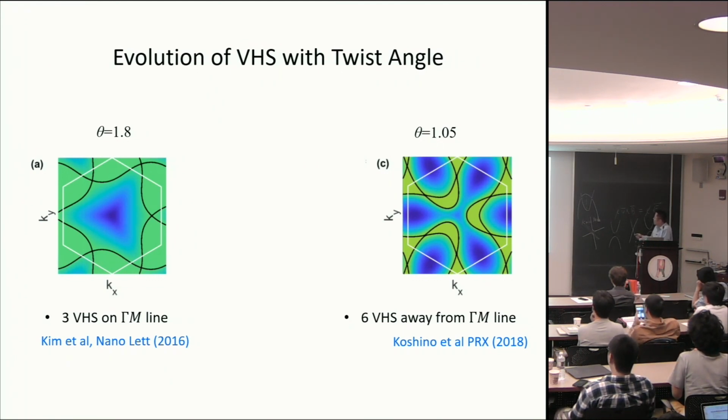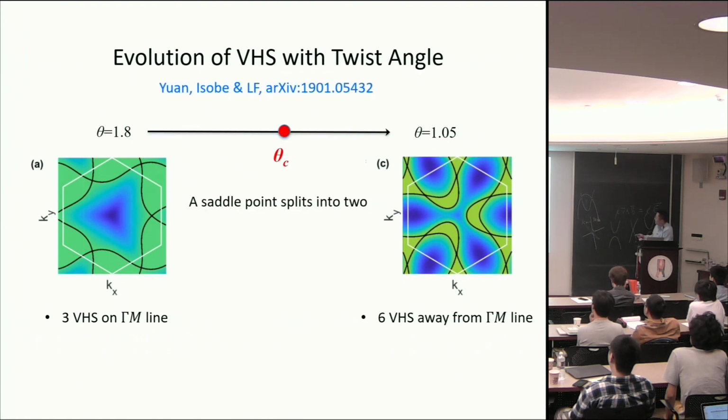Now, when you go to 1.05 degrees, there are actually six Van Hove singularities, and they are away from the high symmetry line. We know that these Van Hove singularities are guaranteed. They're topologically stable objects. They can move around, but how can the number of Van Hove singularities change from three to six? So what happened is, in a sense, a topological transition.